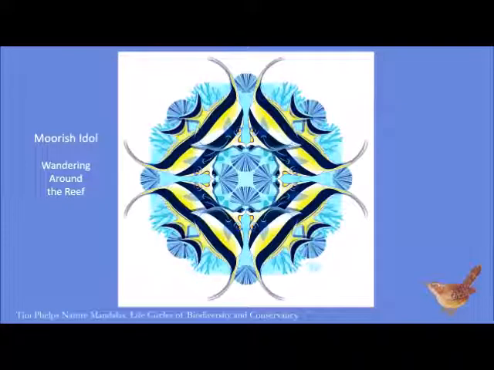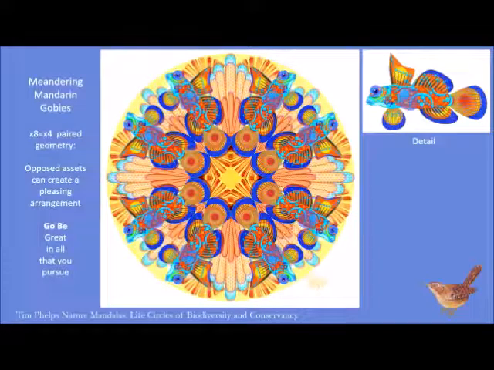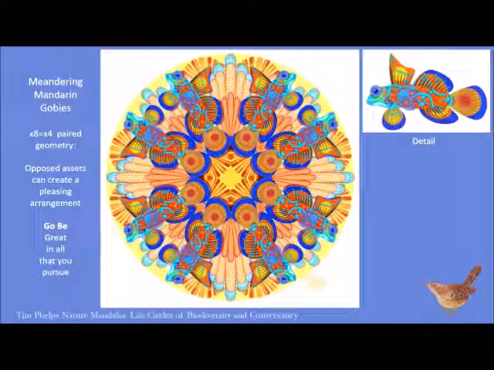These are Moorish idols, and meandering mandarin gobies. You can see on the right-hand side a close-up of what one of the fish looks like. And this would be kind of an arrangement of pairs in fours. And I say, go be great in all that you do. Yes.